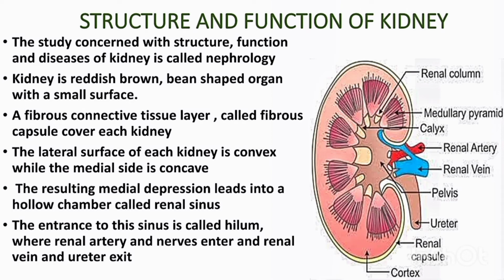A fibrous connective tissue layer called the fibrous capsule covers each kidney. As you know, there are two kidneys in every body, and each of them is covered with a layer of fibrous connective tissue. One quality of fibrous connective tissue is that it is stretchable, so the kidney can be stretched if it is filled with the urine formed inside it. The lateral surface of each kidney is convex while the medial side is concave.